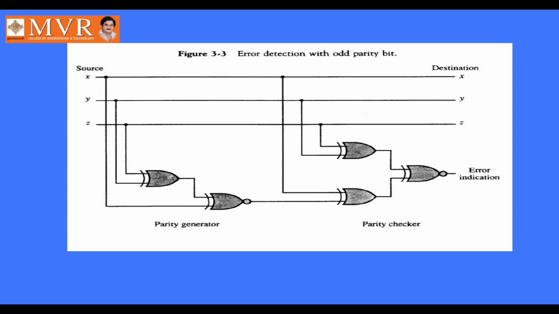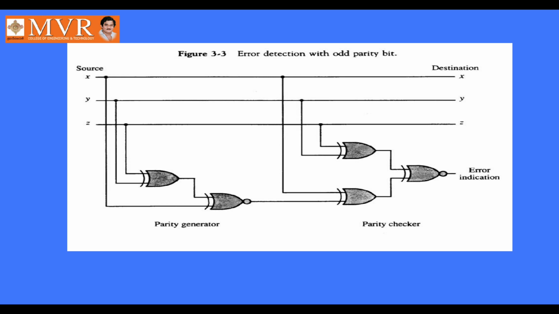Now, at the destination end, we have to check the parity, whether we actually received the data with the odd parity method or not. For that purpose, the generated odd parity and one of the input values will be given to an XOR. The remaining 2 inputs, Y and Z, are given to one more XOR. The outputs of these 2 XOR gates are given to an XNOR gate, which gives you a parity checker. So here the error is the indication.